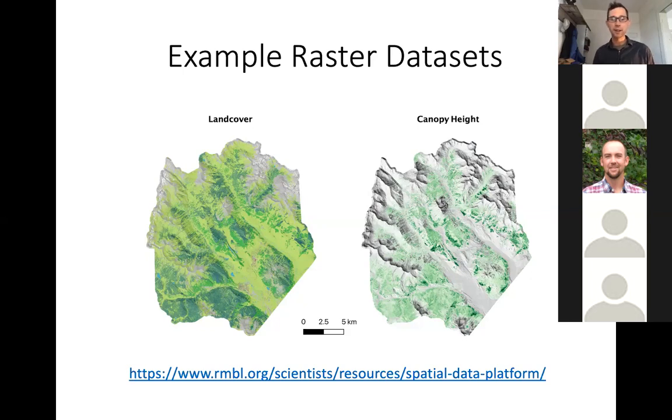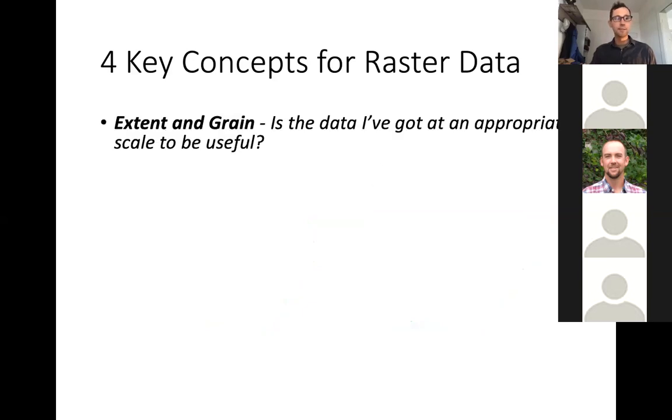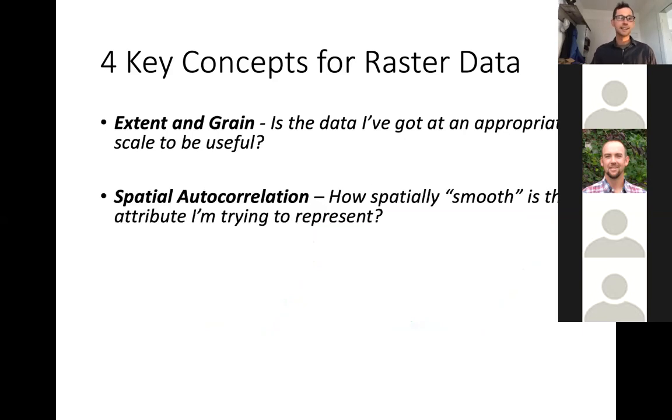So on the right-hand map, the darker green areas of the map indicate taller canopies. That's another raster data set. So there are four key concepts that you really need to know to understand raster data and how it works. The first ones are extent and grain. And here you want to ask yourself the question, is the data I've got at an appropriate scale to be useful? And we'll talk a little bit more about what an appropriate scale is.